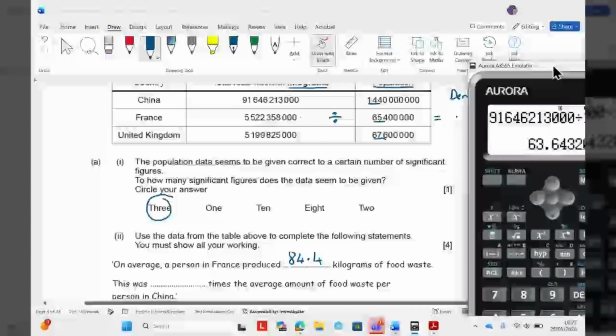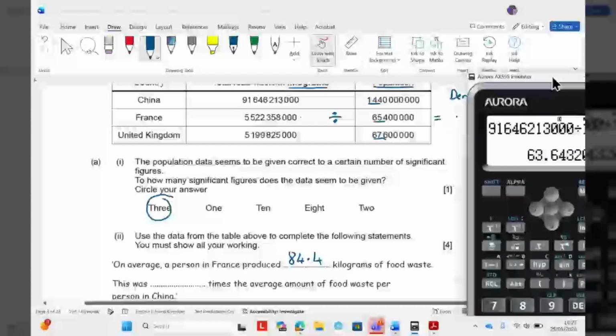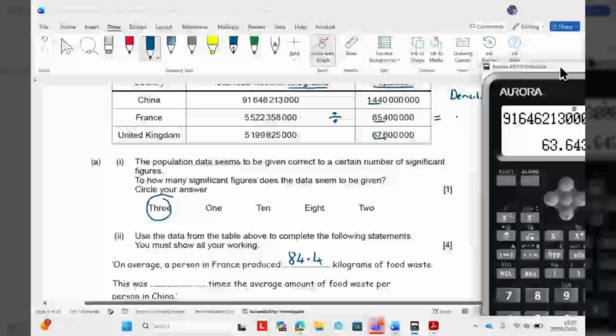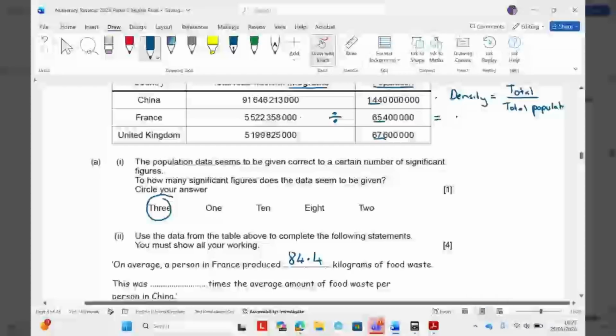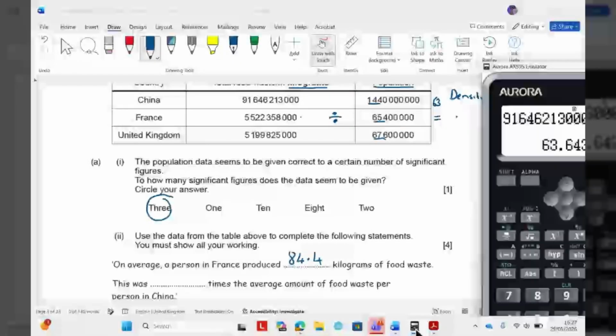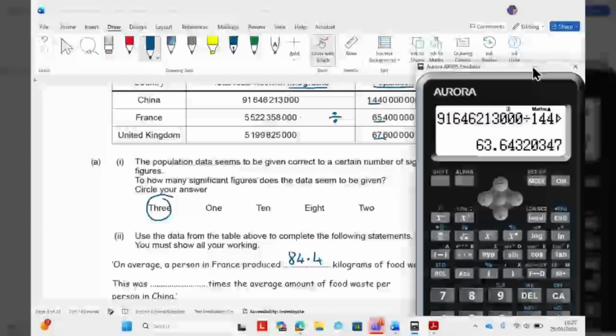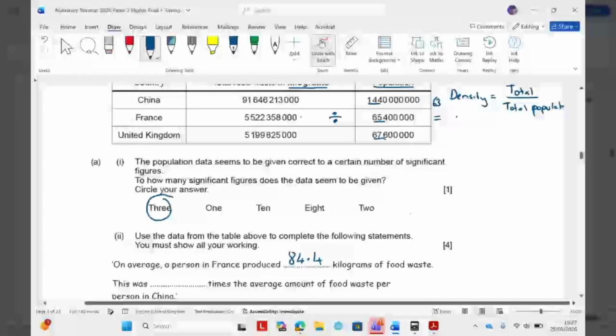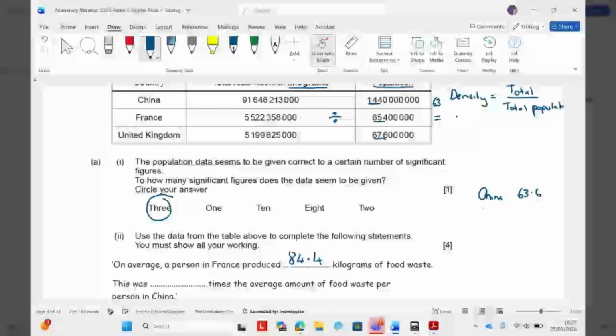This was something times the average amount of food waste per person in China. Okay, so effectively we got about 63.6. So for China, we got 63.6 per person, and for France, which we've already worked out, we've got 84.4. Now, to work out how many times something is bigger than the other, it's like a length scale factor. How many times bigger is something? Well, we've got to divide those to know how many times bigger.